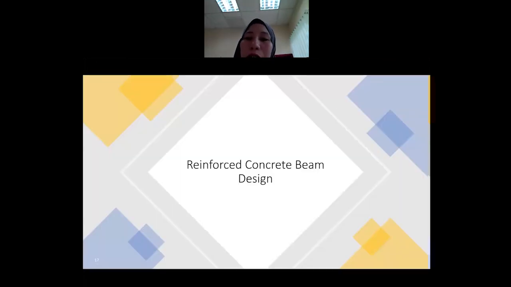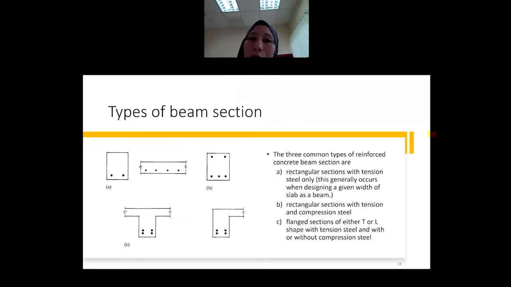So, now we are starting on reinforced concrete beam design. Okay, so the beam section here has 3 common types. You have the rectangular section. So, the rectangular section is this one.